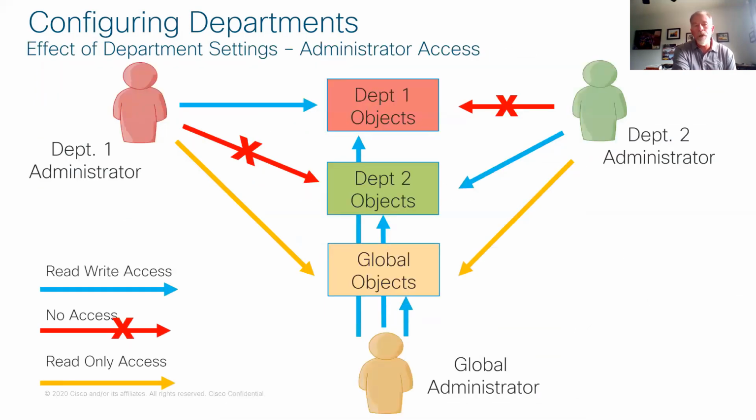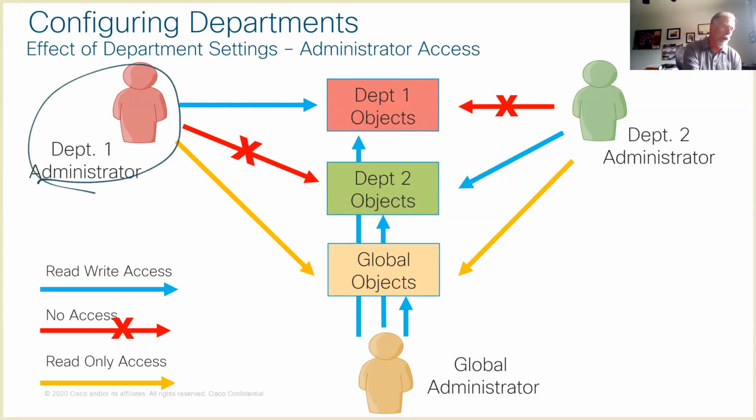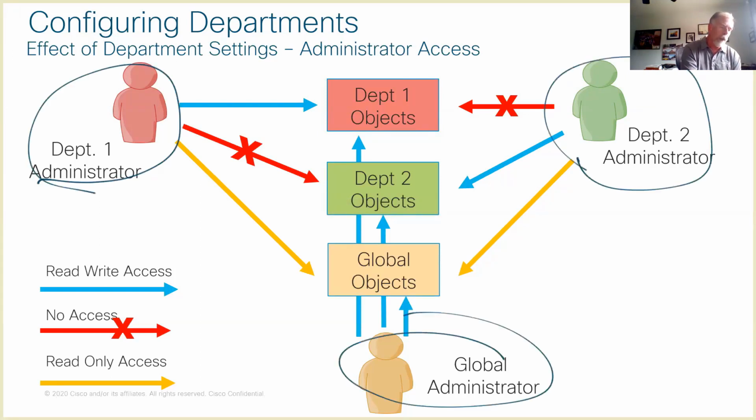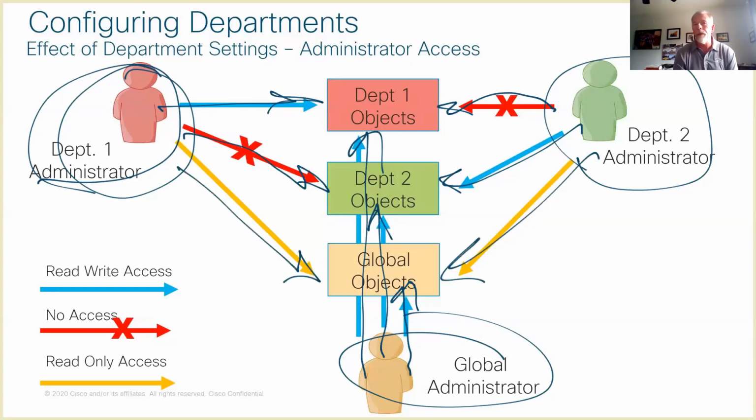So what are some implications here? As far as administrator access, we've got, remember, a couple of different types of administrators. We could have department administrators. We could also have global administrators. So remember, the global administrators would have access to global objects as well as all department objects. Department administrators have, of course, access to their department stuff, but not other items listed as department-based items, but they would have access, of course, to global items.